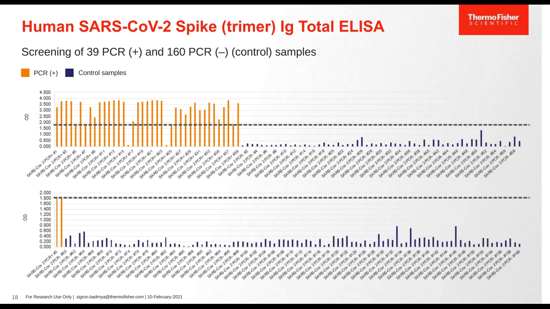Evaluation of the performance of this ELISA included 39 PCR-confirmed SARS-CoV-2 positive samples from convalescent subjects and 160 PCR-negative control samples, as shown by the two bar charts here on this slide. 2 samples from a subject declared PCR positive were identified as negative with detected signals below the set cutoff as illustrated in the upper bar chart. However, these samples were confirmed to be negative also in other serological assays that were performed, overall underlining the excellent specificity and sensitivity of this ELISA.